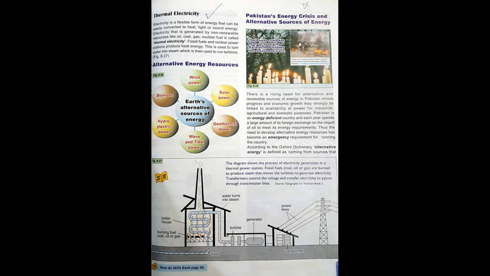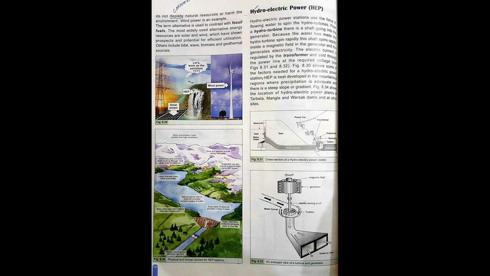Alternative energy resources. Here in the figure you can see Earth's alternative sources of energy are wind power, solar power, geothermal power, wave and tidal power, hydroelectric power, and biomass. Now come to hydroelectric power.